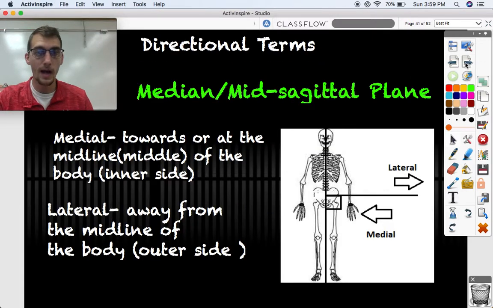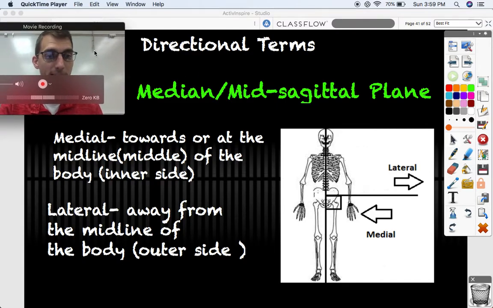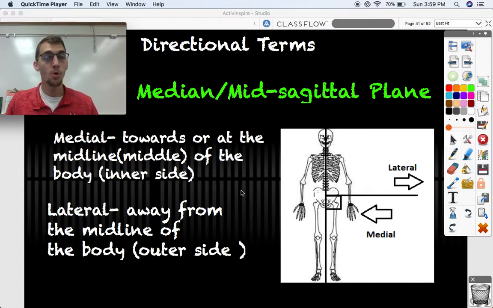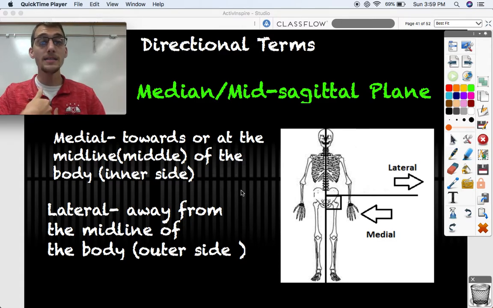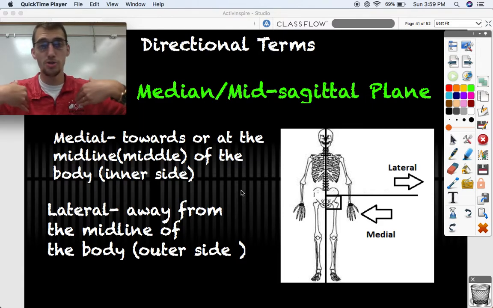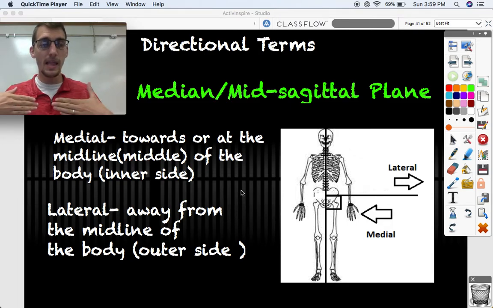Moving on, the median or mid-sagittal plane gives us the directional terms medial and lateral. Medial is towards the midline or the middle of the body. So medial refers to this way. This bone right here is called your sternum or your breastbone. It's the most medial bone in your thoracic cavity. So I can say my sternum is medial to my pectoral muscles. Let's just use the shoulders again: it's medial to my shoulders. It's more towards the midline.